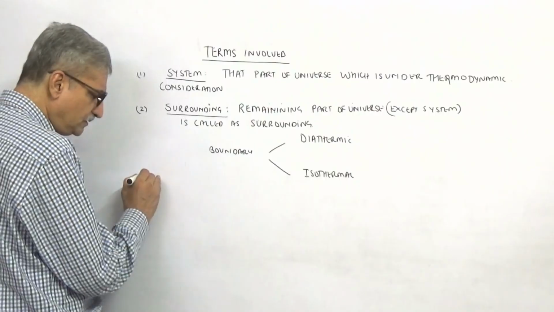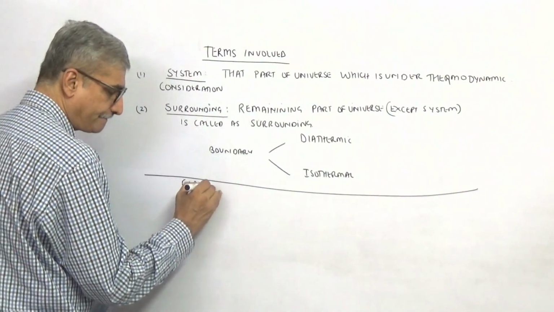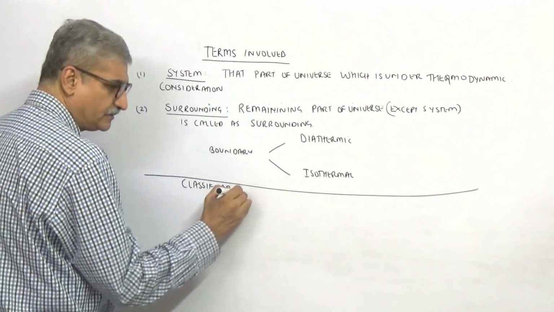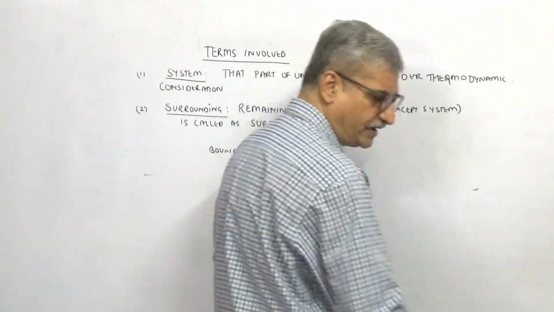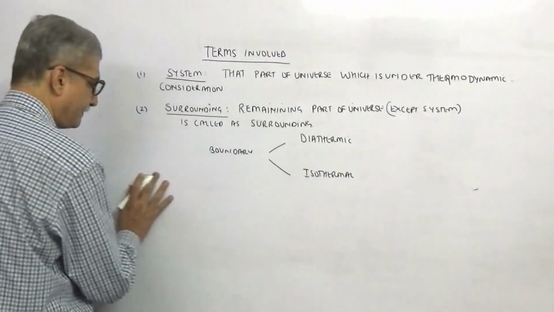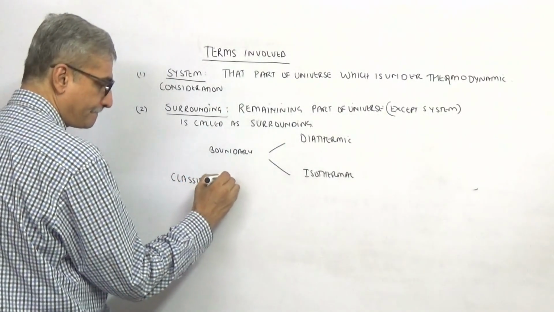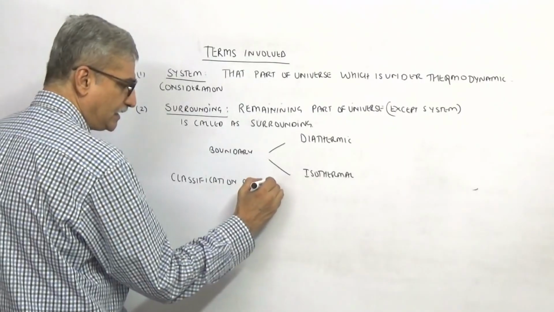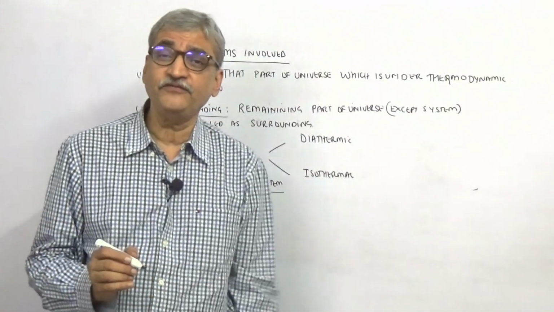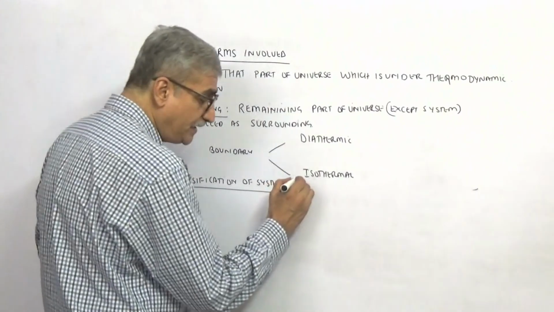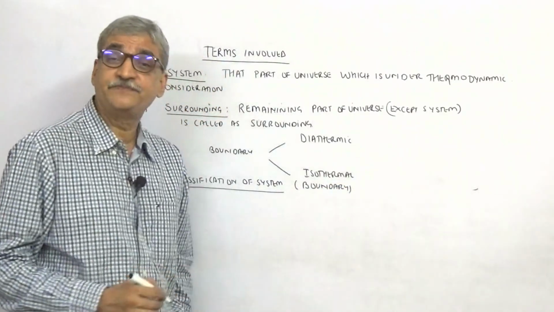Now, we come to the next point, that is classification of system. So what kind of an entrance exam question can be asked on this? The first type of classification of system is based on the boundary. Is this clear?